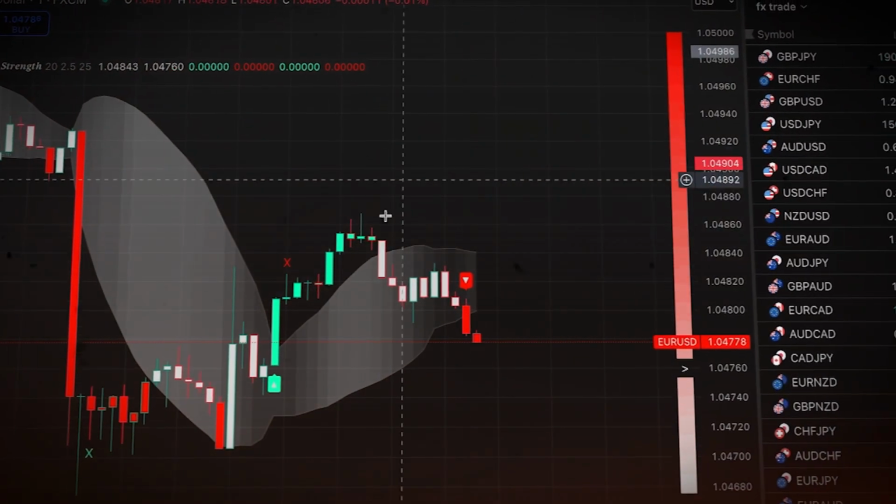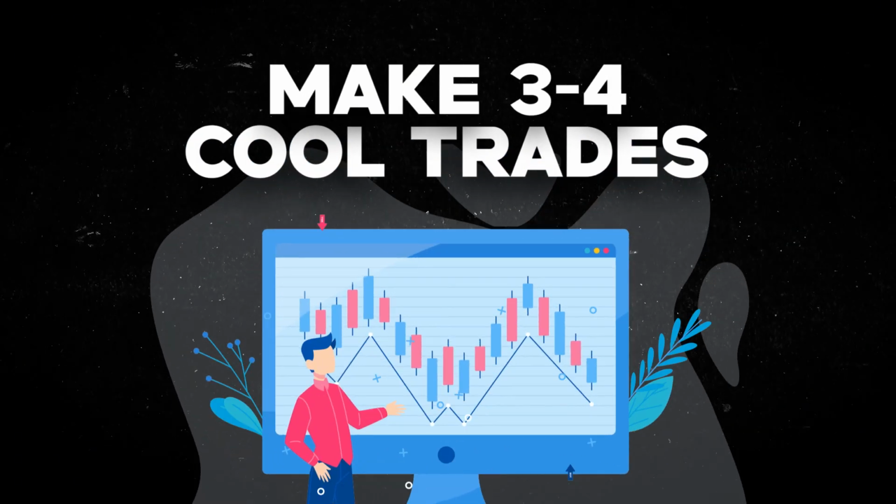Sometimes it happens when I don't have enough money for something important, and I do the same thing every time. First of all, I open a top indicator from Algo Alpha. Second of all, I log into my Pocket Option account. And third of all, I make 3-4 cool trades. And the fourth, I withdraw the profit.